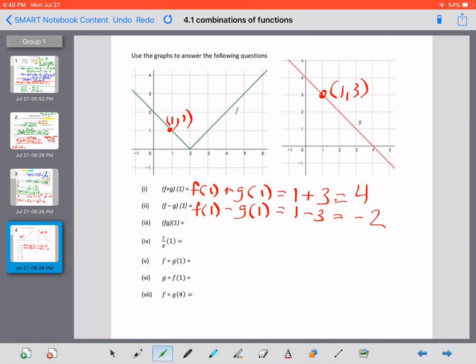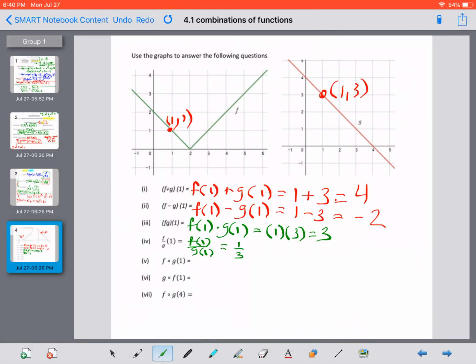Alright, what about multiplication? Again, f times g of 1 is just f of 1 times g of 1. So that's going to be 1 times 3, or 3. And f over g of 1 should just be f of 1 over g of 1. So that should be 1 over 3, or 1/3.